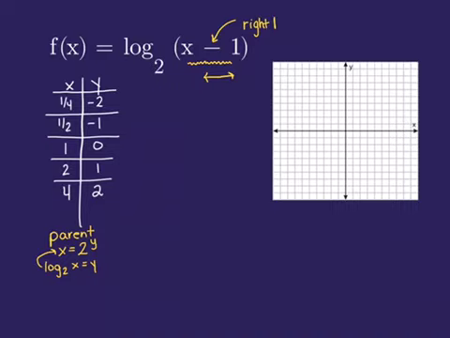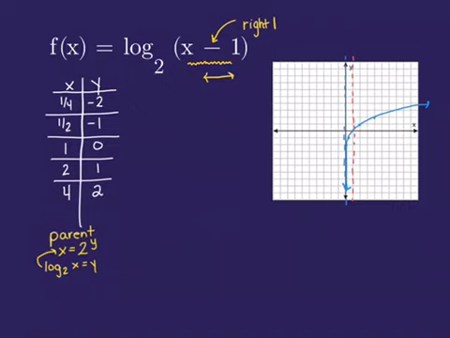So let's graph our parent function first. So 1/4, -2, 1/2, -1, 1, 0, 2, 1, and 4, 2. So here was our original vertical asymptote, and this is our parent function. It's increasing. So now all we're going to do is move each of those points to the right one, which means our asymptote is also going to shift to the right one.